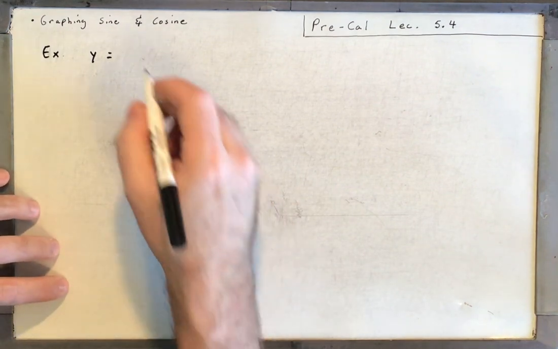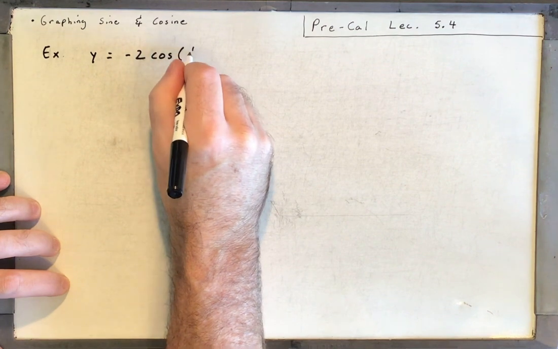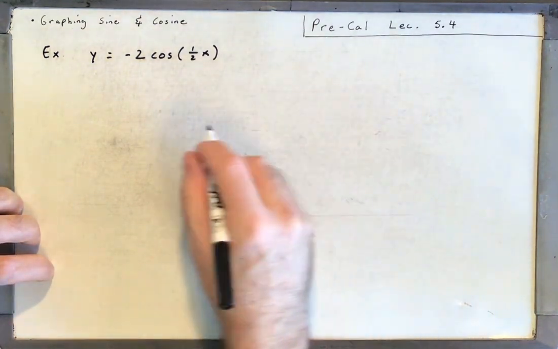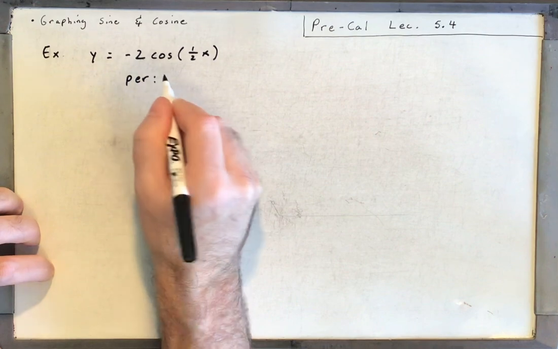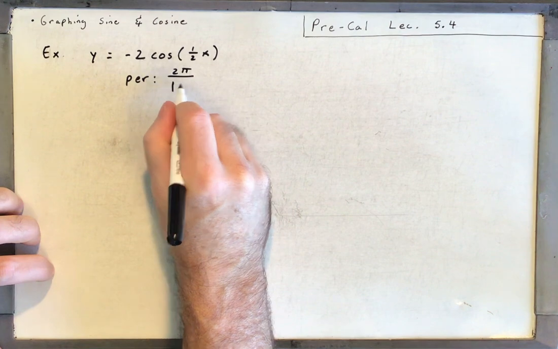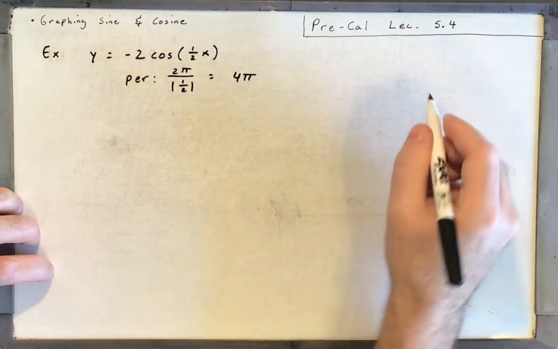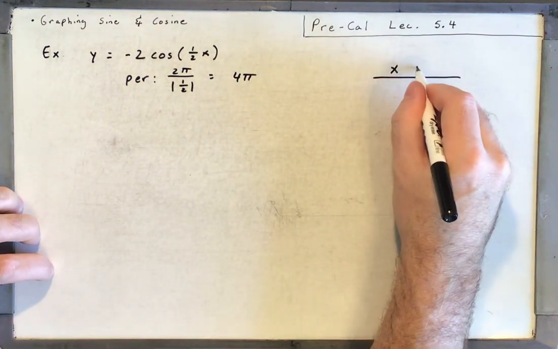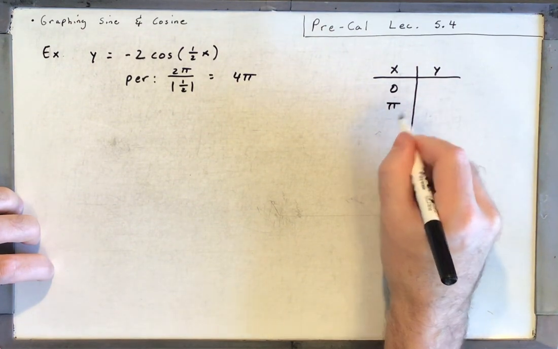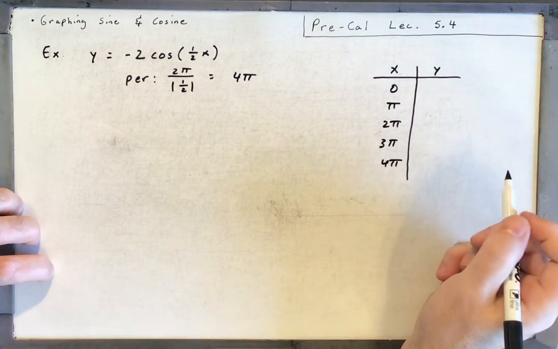This is going to be y is equal to -2 cosine 1/2 x. So our period here, and that's going to help me determine how to plot this, is 2 pi over the absolute value of a half. That one right there. So that's going to be 4 pi. So I'm going to divide that period, 4 pi, into fourths. So that'd be 0, pi, 2 pi, 3 pi, 4 pi.